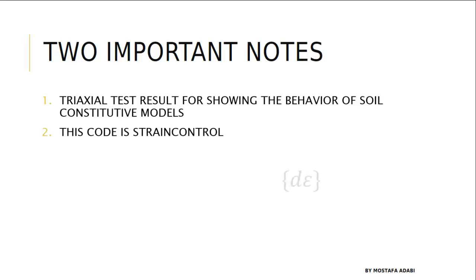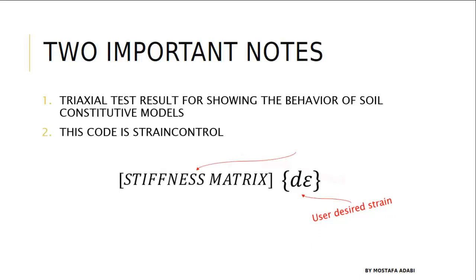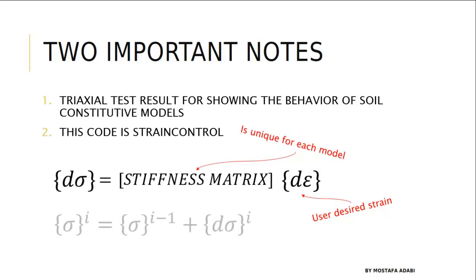It means that the desired strain, regardless of the type of analysis, is given to the model and the code by defining a matrix. I call it the stiffness matrix here. According to the model, the code updates the stresses and other parameters consequently.